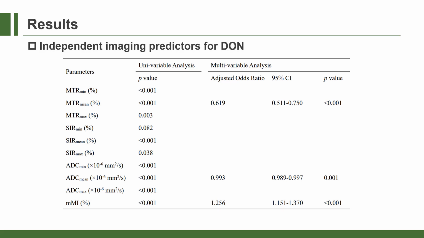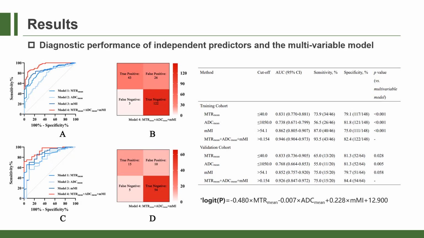Multivariable logistic regression analysis results indicated that MTR mean, ADC mean, and MMI were independent predictors for DON. Then a multivariable logistic regression model was constructed using all three independent predictors. ROC curve analysis was used to evaluate the diagnostic performance of MTR mean, ADC mean, MMI, and the multivariable model in diagnosing DON. In the training cohort, the multivariable model performed the best, followed by MMI, MTR mean, and ADC mean.